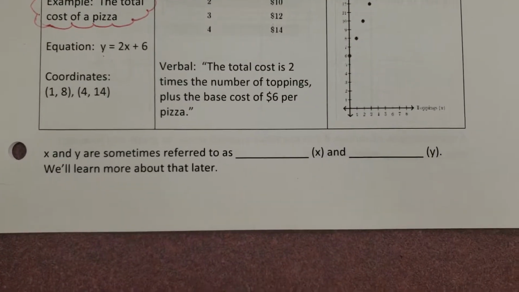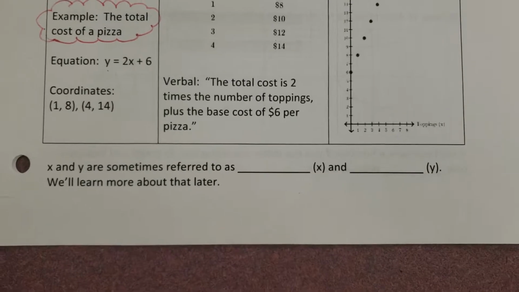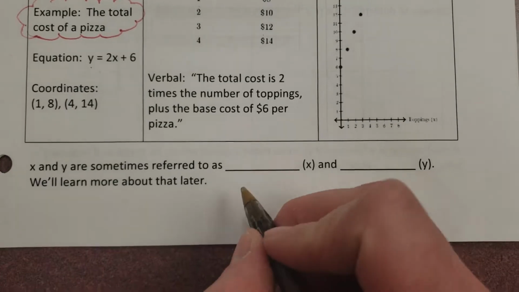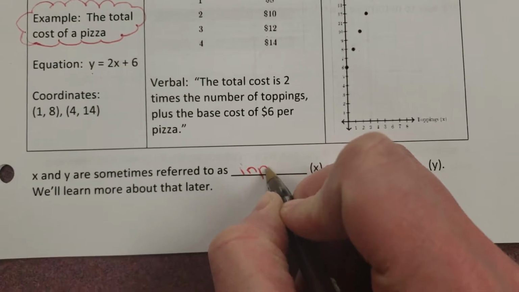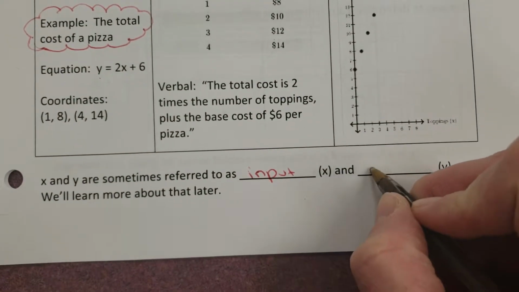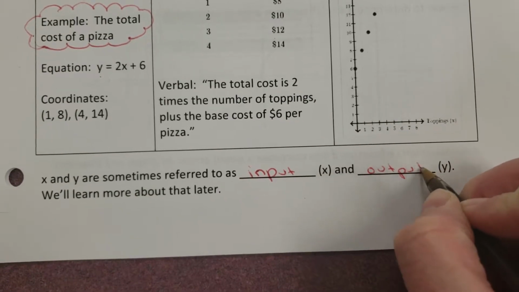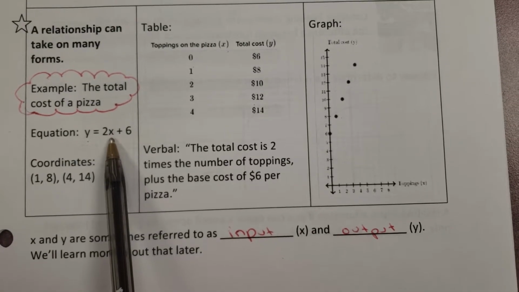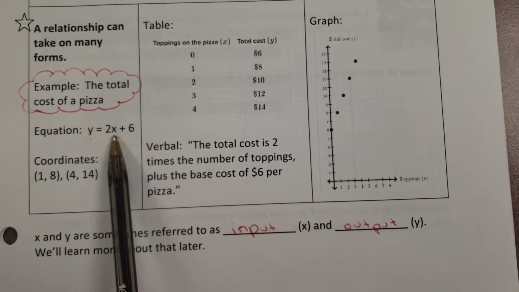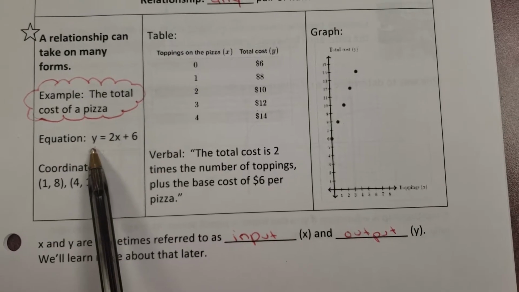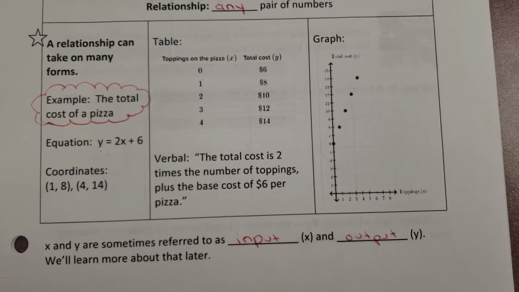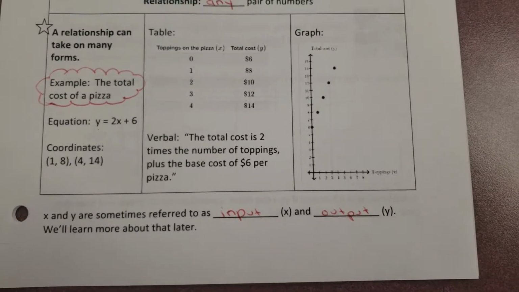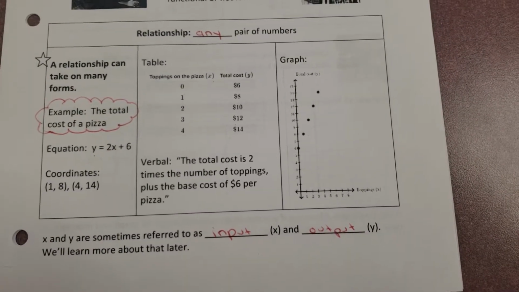X and Y have a few different names. One pair of names that might be relevant as we go on is that X is sometimes called the input, and the y is the output. So for example, in this equation, I can input the number of toppings, so say 3 toppings, to get the output of the cost, $12. That's just something to have on your radar as we go through. We'll have a lesson that details that more later.